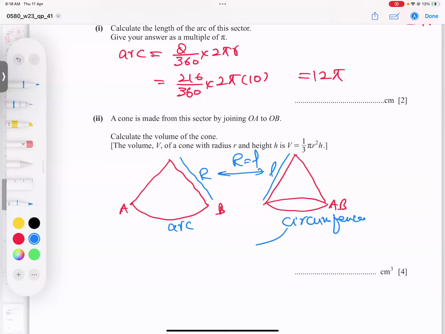Circumference of the circle and the arc length are equal to each other. And the third property: the area of this and the area of this are equal to each other. Both areas are equal. So three properties you must know. Our curved area of the cone and the area of the sector will be equal.